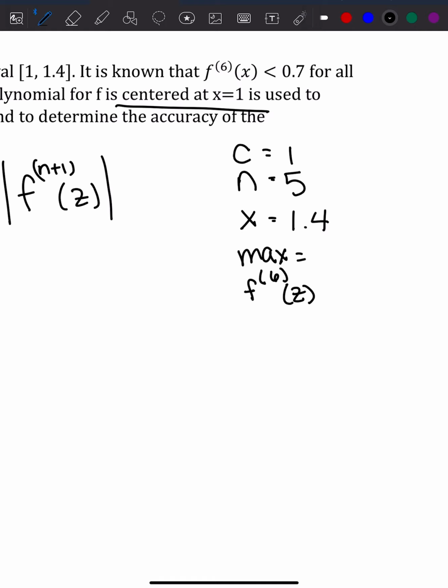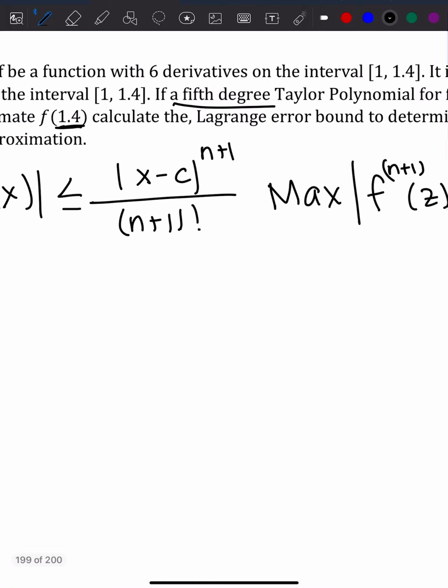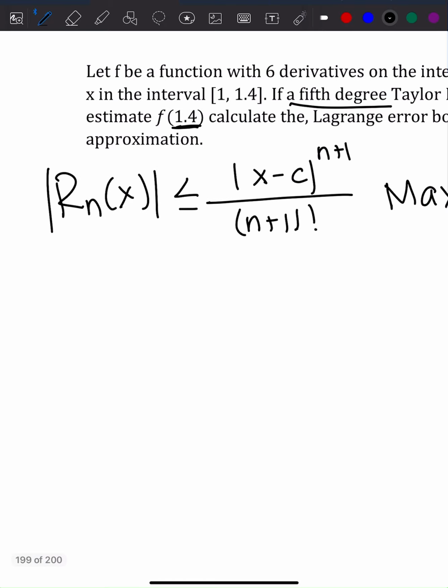Well, the problem told us the sixth derivative is less than 0.7 for all values between 1 and 1.4. So that means the max that we're going to use is 0.7. We're not going to change it to something else. We're going to leave it as 0.7, and it is okay that we are overestimating on this because that is what it gave us. So what we're going to do now is plug in what we know.